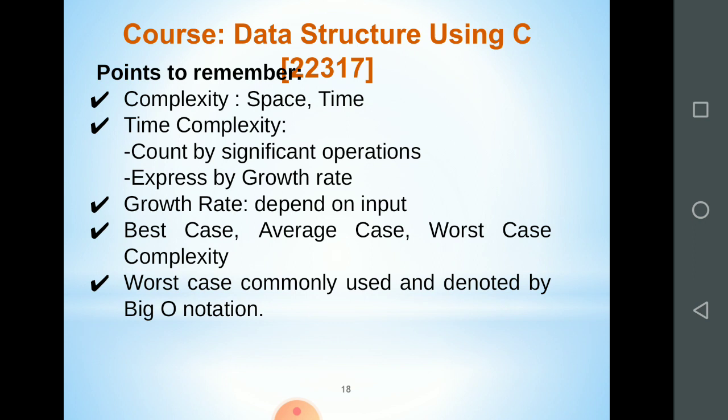Okay, so again let's revise the points to be remembered. First one is the complexity. We have to find out the algorithmic complexity. It depends on two things, space and time. Majorly we have to focus on time complexity. Time complexity is counted by significant operations and expressed by the growth rate. Growth rate depends on the input. On the basis of that growth rate and the input provided, there are three types of complexities: best case, average case and worst case. Worst case is commonly used and denoted by big O notation, which we commonly use in our programs.